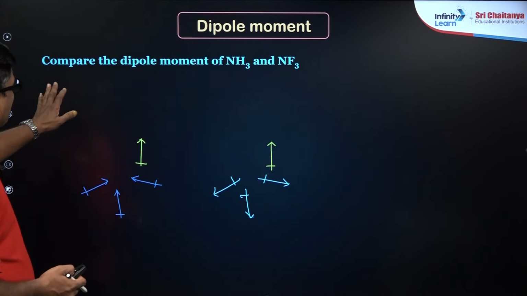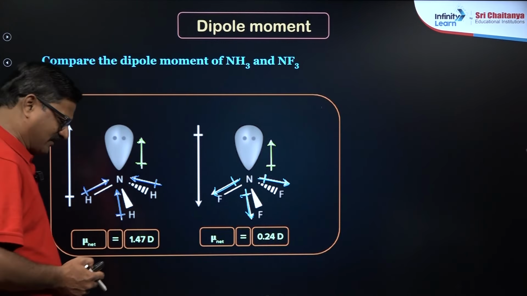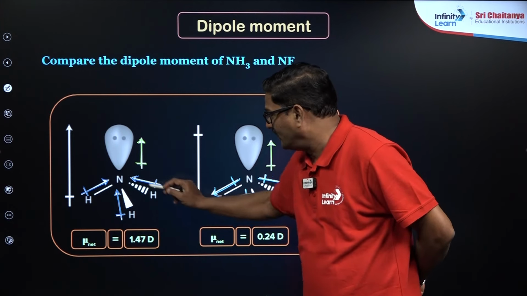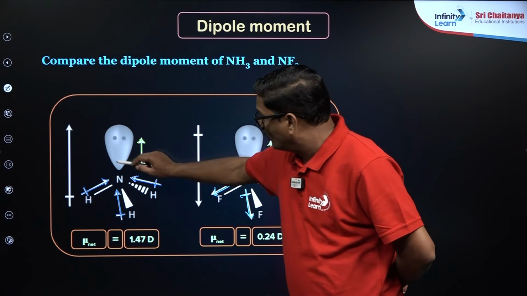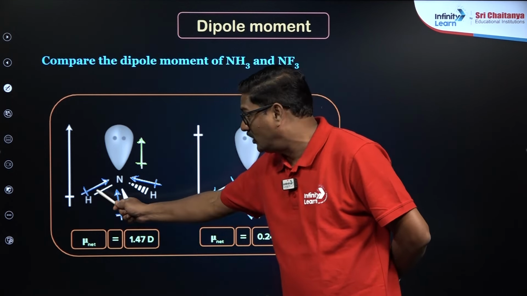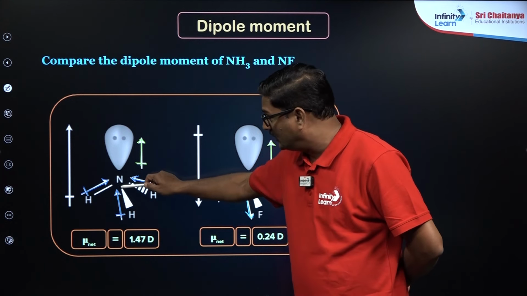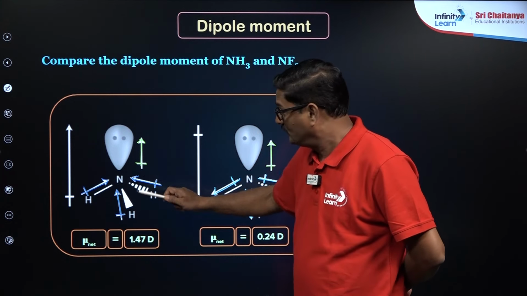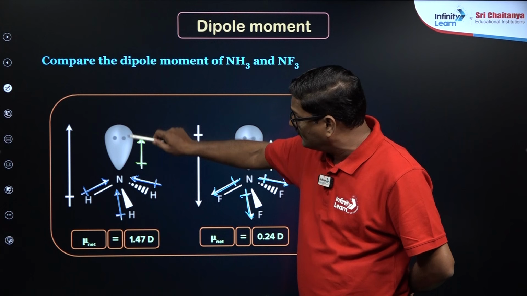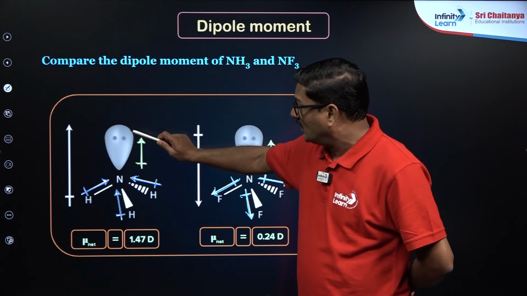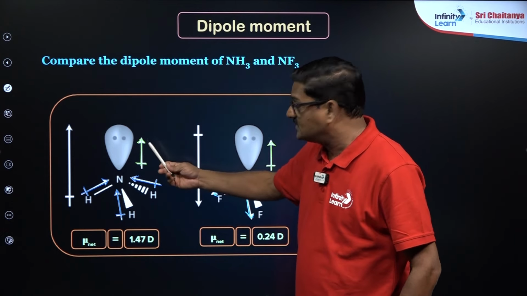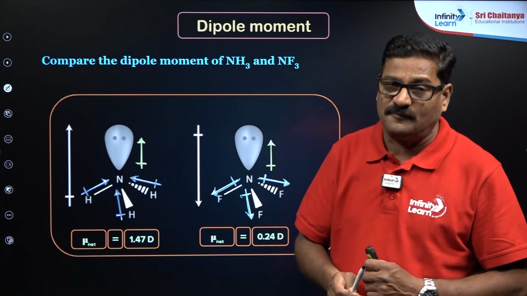So let's compare the dipole moments of NH3 and NF3. In NH3, nitrogen, hydrogen, hydrogen, hydrogen, and it has a lone pair. Nitrogen is more electronegative than hydrogen, therefore the bond moment is in this way, this way, and this way. And the lone pair also has a lone pair moment. You can see the direction of the bond moment and the lone pair moment. The lone pair moment is added to the bond moment. So there is an addition in the movement of the electron flow.